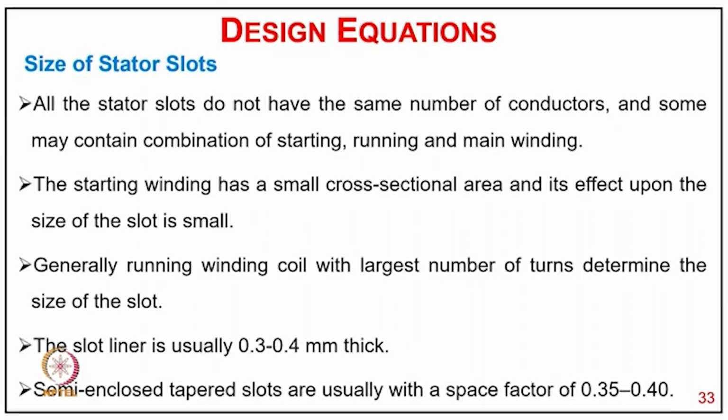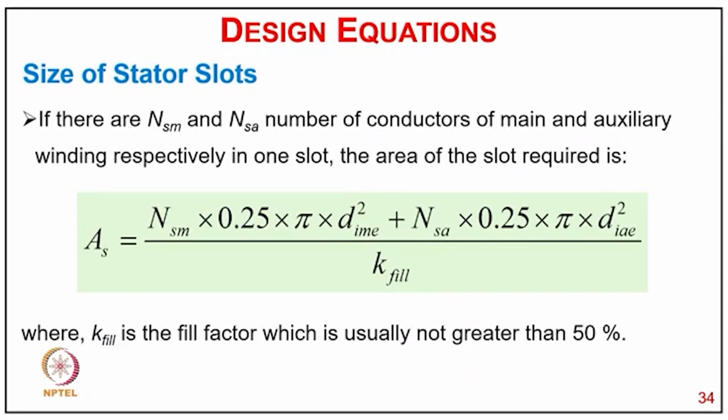and the slot liner is usually 0.3 to 0.4 millimeter thick, and semi-closed tapered slots are used with a space factor of 0.35 to 0.4 because of the insulation of 2-3 levels. One is the insulation with the liner, another is the insulation on the conductor side. Now coming to size, there are NSM and NSA, the number of conductors of the main and auxiliary winding respectively in one slot.